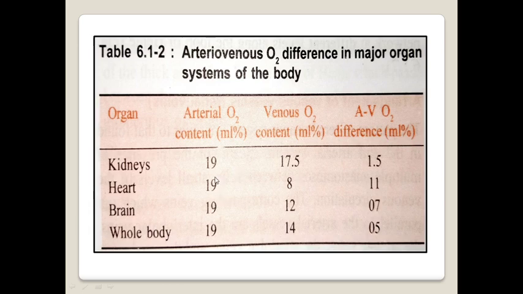While in the heart, see here arterial oxygen content is 19, while in venous blood, if we take the sample, the oxygen content is 8. So the arteriovenous oxygen difference is huge. It means a huge amount of oxygen is consumed in the heart, and in the brain, and in the whole body again. But oxygen consumption for metabolic activity in the kidney is very less. So that is the arteriovenous oxygen difference of the kidney. What it signifies is that oxygen consumption in the kidney is directly proportional to the renal blood flow, and arteriovenous oxygen difference does not change in spite of massive alteration in the blood flow.